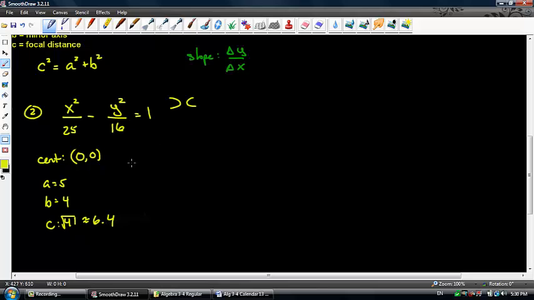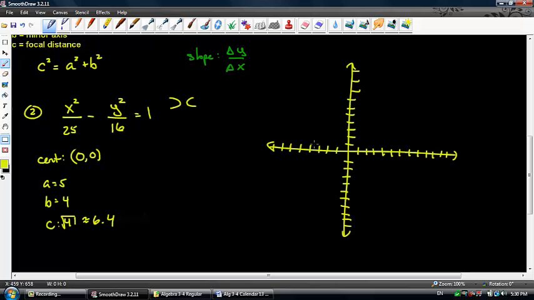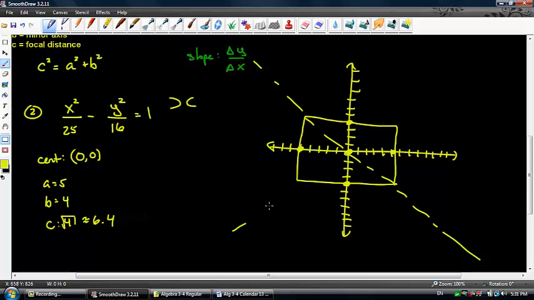Alright, let's go ahead and graph this thing. Alright, 0, 0. Now my major axis is underneath the x. So this time I'm going to move side to side 5. 1, 2, 3, 4, 5. 1, 2, 3, 4, 5. My minor axis is 4, so I'm going to move up 4 and down 4. And now again, instead of drawing the ellipse, I'm going to draw the box. Whoops. That's horrible. And then some dashed lines are going to go through the corners of the box.